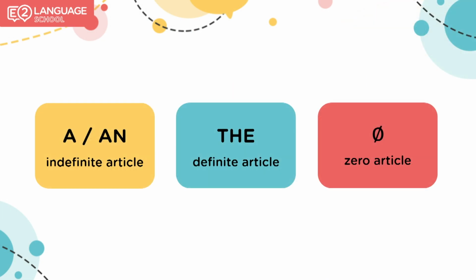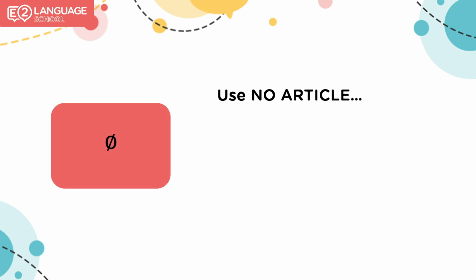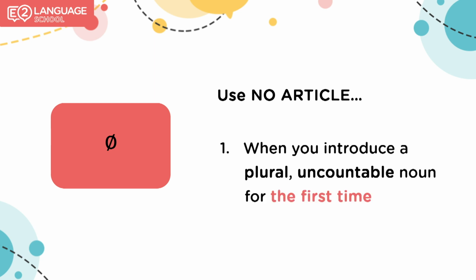All right, so here are the three types of articles in English. We have a and an, the indefinite article, the, which is the definite article, and the zero article. If you haven't watched part 1 and 2, I recommend that you do so now. Today's lesson is focusing on the zero article. So when should we use no article? Well, there are two uses.